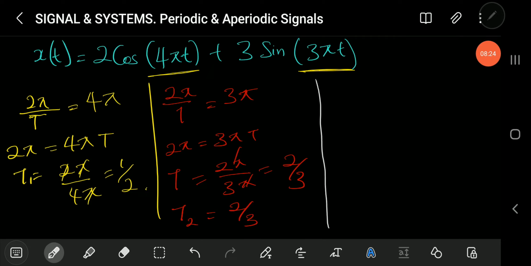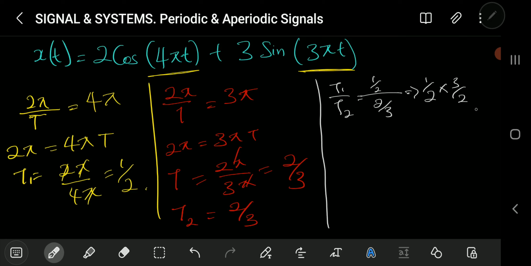Alright, so for us to get the period, what we'll do here is we just equate equation 1 over equation 2. So that means we're going to be having t1 over t2, and that's going to be 1 over 2 divided by 2 over 3. So that's 1 over 2 times 3 over 2. And that will give us t1 over t2 equals 3 over 4. Now if you cross multiply, we are going to be having 4t1 equals 3t2.